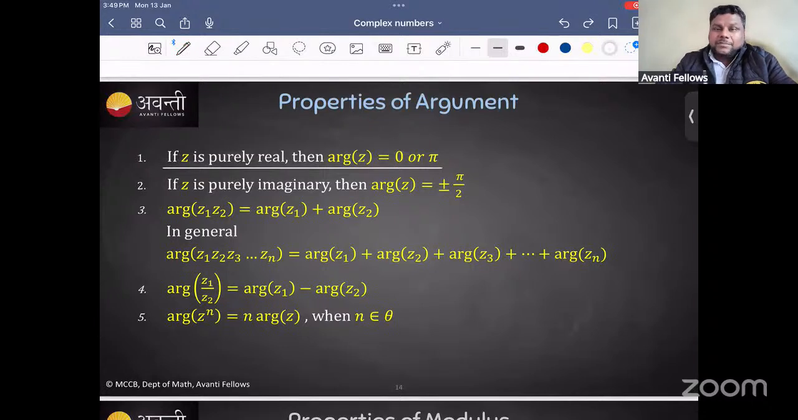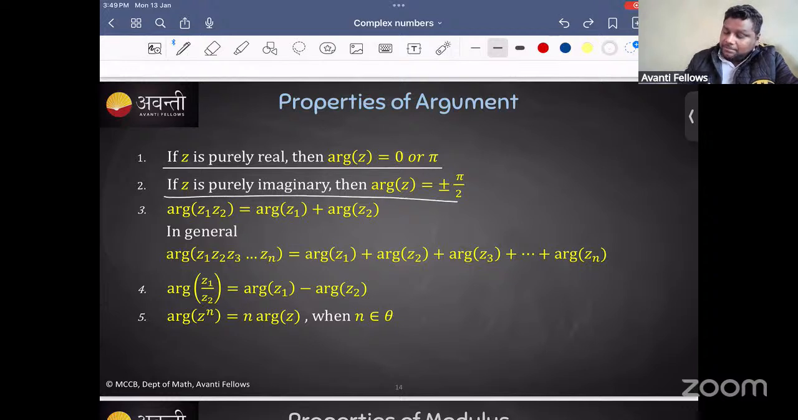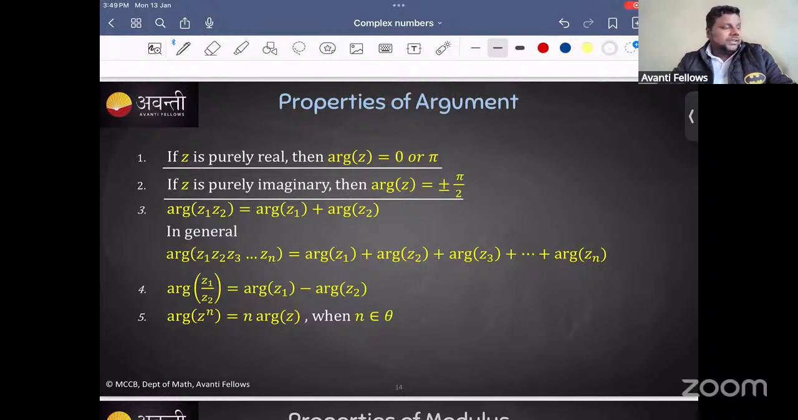So, if a complex number is purely real, that means its argument will be either 0 or pi, depending upon whether your complex number is lying on the positive real axis or the negative real axis. Understood? Now, if z is purely imaginary, then the argument of z is plus pi by 2 or minus pi by 2. Got it?